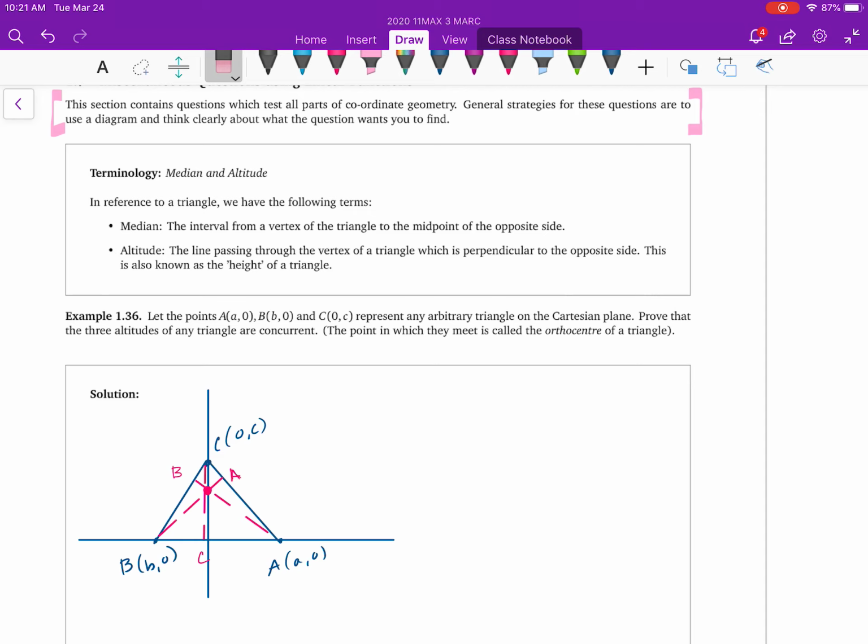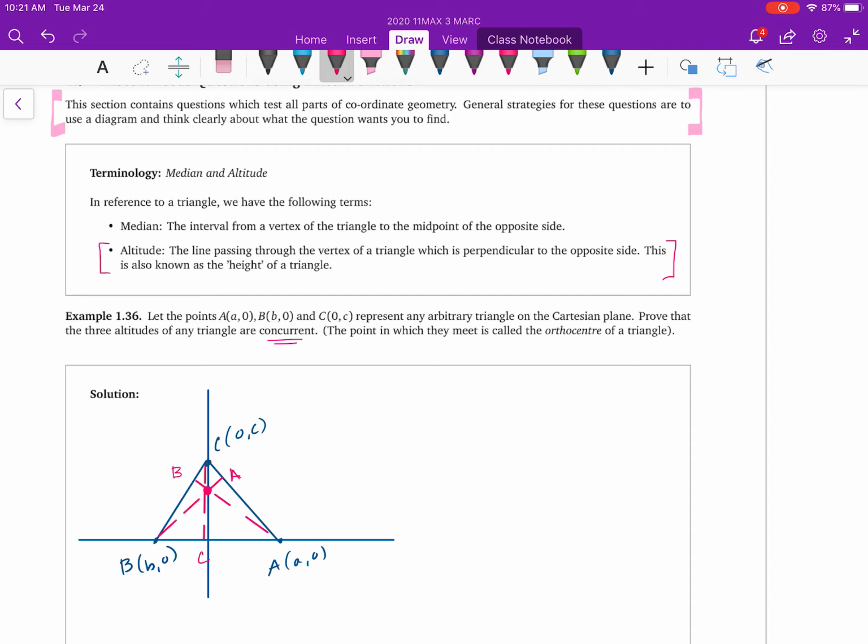where (a, 0) and (b, 0) are irrelevant as long as they remain on the x-axis, and where (0, c) is placed is again irrelevant as long as it stays on the y-axis. So the first thing, we're trying to prove that three altitudes, which hopefully you've read the definition of above, are concurrent. They're included in the diagram in pink. So again, if you cannot remember what concurrent is, you may want to pause the video now and look it up.